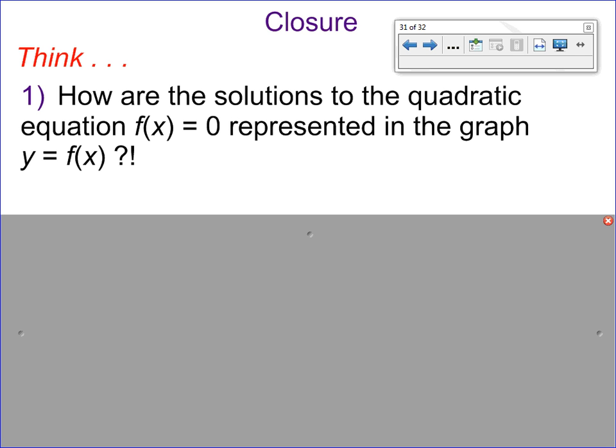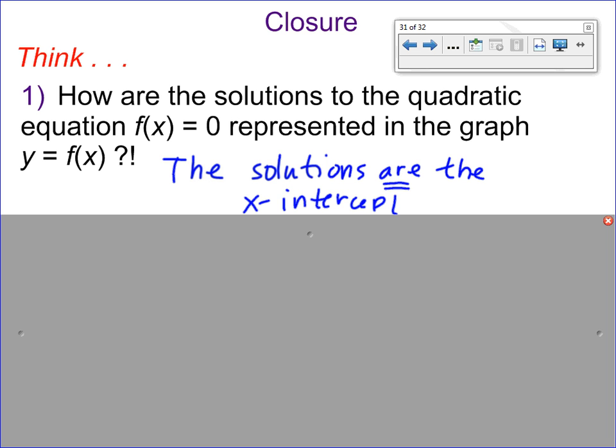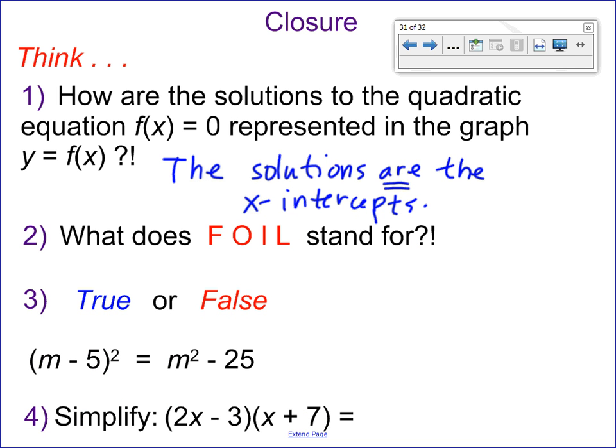How are the solutions to my equation f of x equals 0 representing the graph y equals f of x? Riley? They're the x-intercepts. Absolutely. The real solutions are the x-intercepts of the graph. So the solutions are the x-intercepts of the graph. Awesome. What does FOIL stand for? Morgan? First, outside, inside, last. Awesome. Thank you.